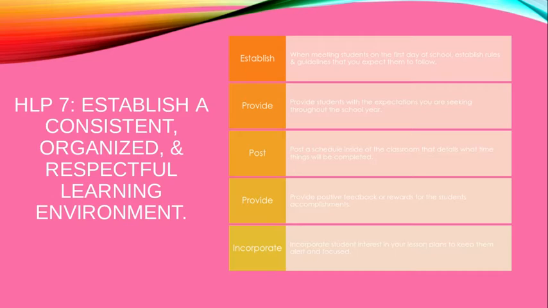The second HLP that I found to be helpful was HLP 7. Establish a consistent, organized, and respectful learning environment. When meeting students for the first day of school, establish rules and guidelines that you expect them to follow. Provide students with the expectations you are seeking throughout the school year. Post a schedule inside of the classroom that details what time things will be completed. Provide positive feedback or rewards for the students' accomplishments. Incorporate student interest in your lesson plans to keep them alert and focused.